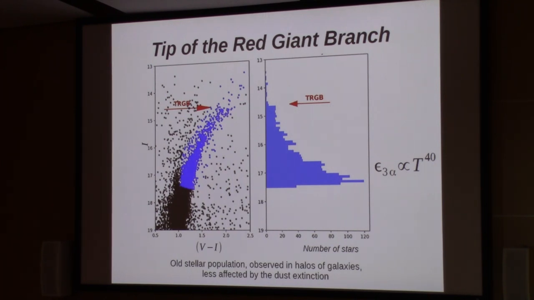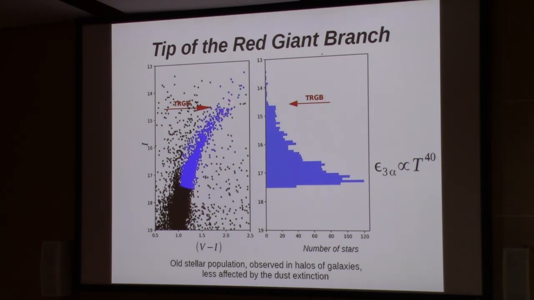Another important method of distance determination in this second rung of the ladder is the tip of the red giant branch. So basically, a red giant star evolves along this branch by burning hydrogen in a shell above a degenerate helium core, and at some point the temperature of the core becomes high enough that an explosive ignition of triple alpha reactions occurs, and the degeneracy is lifted, the core expands, and the shell shrinks. The star moves away from the branch then, and we see it on such a color magnitude diagram as a discontinuity in density of those red giant branch stars.